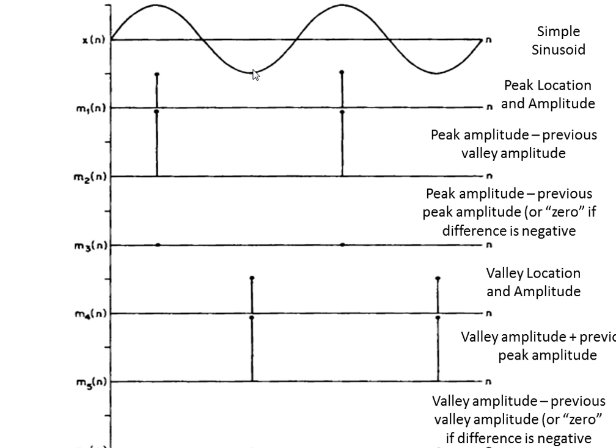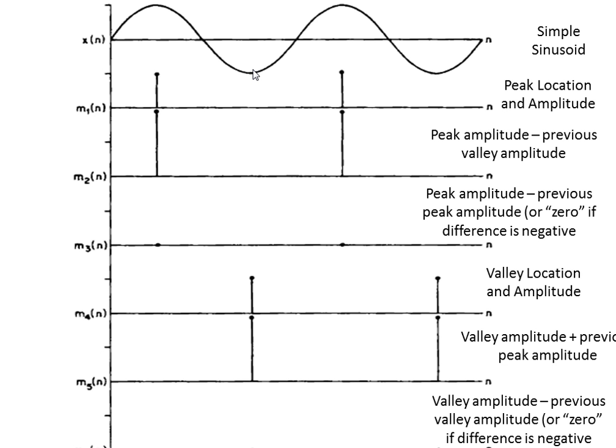So the first one is the peak. Second is peak minus the previous peak. If it is less than zero, you make it zero. What is the third? Okay, minus or plus, but as long as the value is up. Okay, what is the fourth? Just the valleys and their amplitudes.